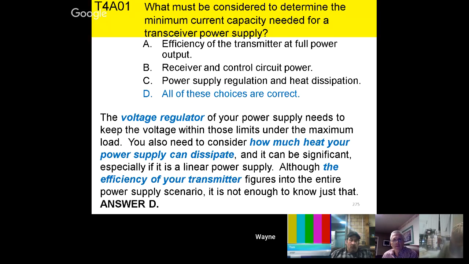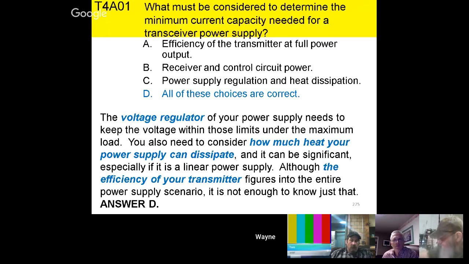But there's a voltage regulator in your power supply, and it keeps the voltage within the limits when it's under maximum load. So your voltage regulator keeps things kind of consistent. You'll also need to consider how much heat your power supply can dissipate. When you have a power supply, typically they're quite heavy.